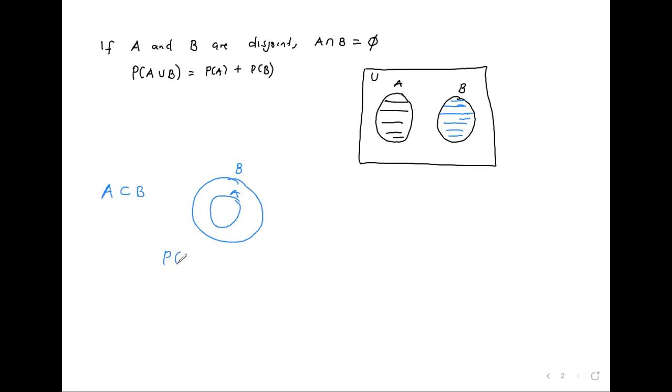So the probability of A union B is the probability of A plus the probability of B minus the probability of A intersection B. But what is A intersection B? A intersection B is A. So minus the probability of A. So this guy and that guy cancel, and you have the probability of B.